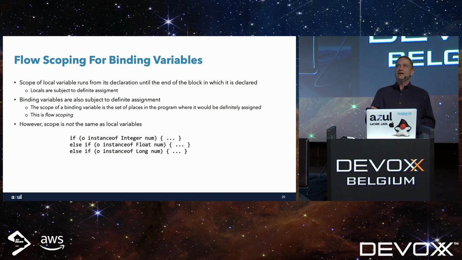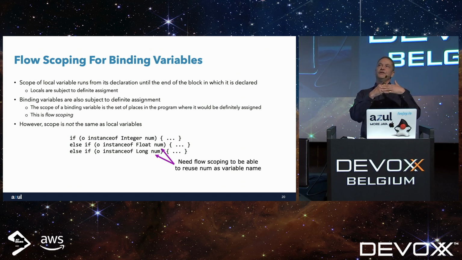So for example, we can do this, which we can't do with local variables. We can say if o instanceof Integer, and then use the variable num, else if o instanceof Float, and reuse the name num. We couldn't do that with a local variable, but we can do it with a pattern variable. And we would need flow scoping in order to do that. So it's only where the definite assignment for that variable is that its scope actually exists. So as I say, slightly different to local variables.